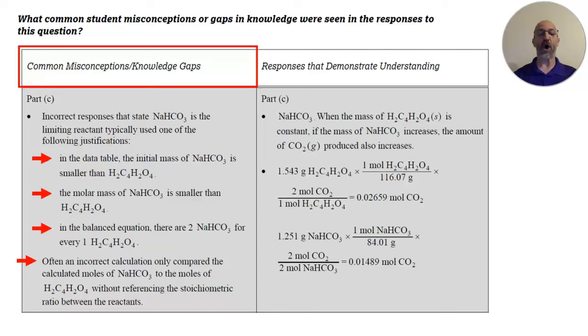But as you can see, it says often an incorrect calculation only compared the calculated moles of sodium bicarbonate to the moles of maleic acid without referencing the stoichiometric ratio between the reactants. So that's why I chose to write this particular question to highlight that when you are identifying the limiting reactant, you should always use stoichiometric analysis involving the coefficients from the balanced chemical equation. So if you convert each of the reactants into product, the limiting reactant is the one that produces the smaller amount of product in your stoichiometry calculations.